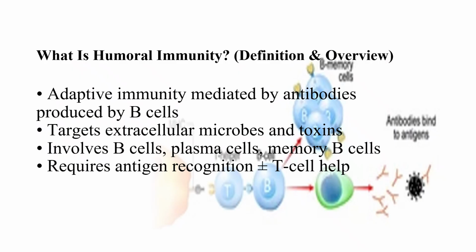Together, these points form a complete functional definition. Let's put it together. Humoral immunity is a targeted, antibody-driven defense that operates in the extracellular space, shaped by the coordinated actions of B cells and often T helper cells. Beautiful. Hold this definition gently in your mind. It's the foundation for everything that follows next.